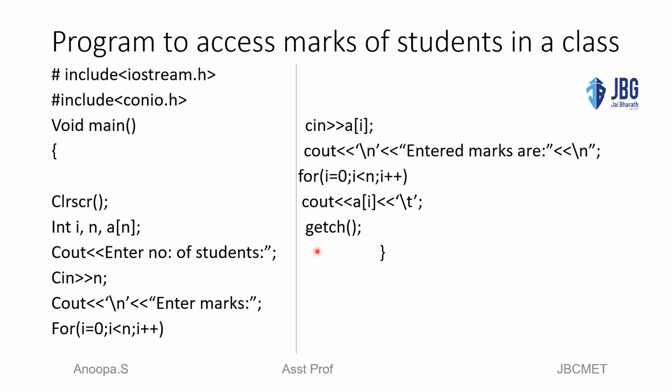So the first statement is enter the number of students, and I am receiving the number in n. Then enter the marks. For i equal to 0, i less than n, i plus plus, cin of a of i. So when i equal to 0, the mark will be entered in a of 0. When i equal to 1, the second mark will be entered in a of 1. Similarly, the third mark will be entered in a of 2. The fourth mark will be in a of 3, and the fifth mark will be in a of 4. So entered marks are displayed. As we have discussed, the same for loop is used for output also. So for i equal to 0, i less than n, i plus plus, cout a of i.